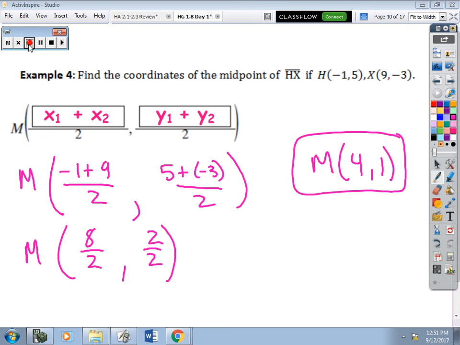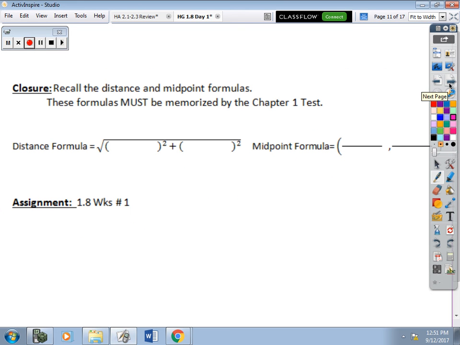All right, so the final example, we should have gotten that the midpoint was 4, comma 1. Again, midpoint's usually easier for you than distance because there's just less going on. The closure just had a little blank for you to fill in the formulas. You again do need to memorize them by the chapter 1 test, which is on Tuesday.